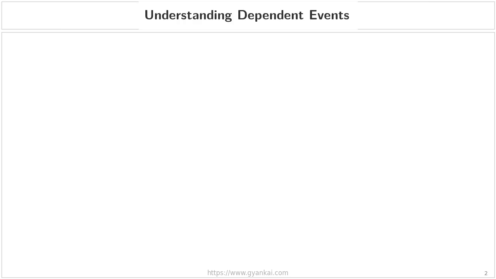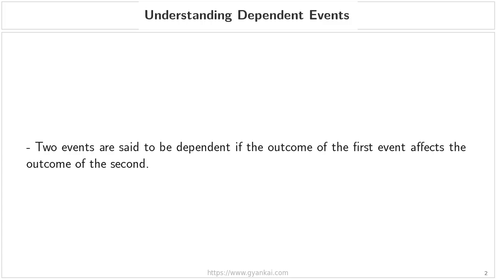Understanding dependent events. Now that we have established the theoretical foundation in the previous slide, let's dive deeper into what it actually means for events to be dependent. Essentially, we say two events are dependent if the outcome of the first event directly affects the outcome of the second. Think of it as a chain reaction where the first result changes the landscape for what follows.